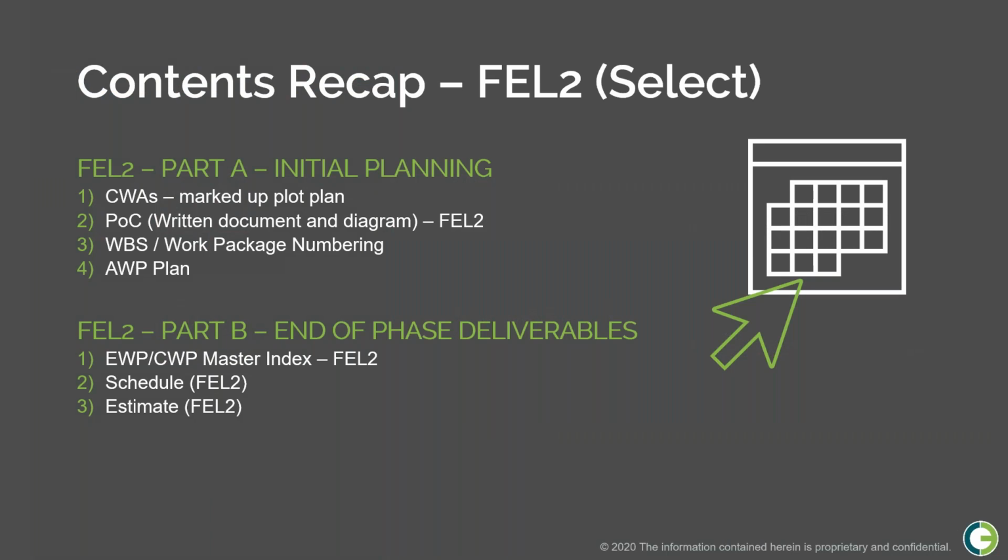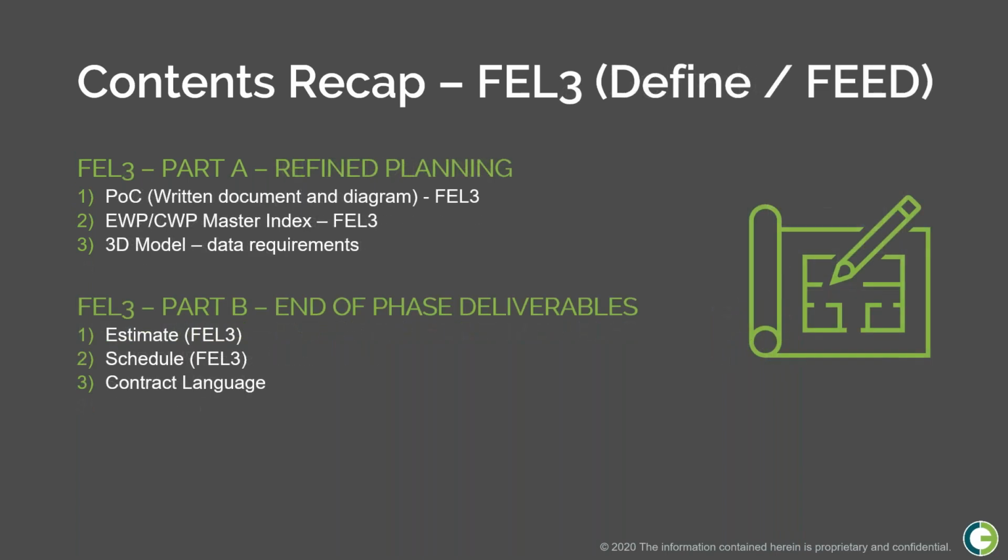So a quick recap. Today we're looking at FEL2 and FEL3. What you see on the screen is what we're planning to include in the toolkit. This is the stuff we're going to give you. We're going to cover how to create CWAs, path of construction, work breakdown structure, AWP plan, master index, schedule, and estimate during FEL2. And then for FEL3, refining that path of construction, the EWP and CWP master index development, 3D model, data requirements, estimate, schedule again, and contract language.